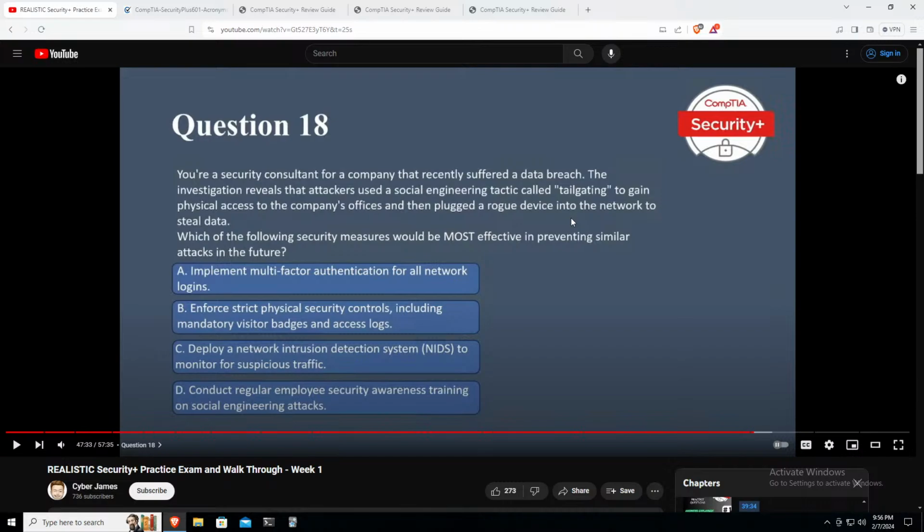So in preventing this attack, we would need to set up a physical security control, including mandatory visitor badges and access logs. I think B is the correct answer here.